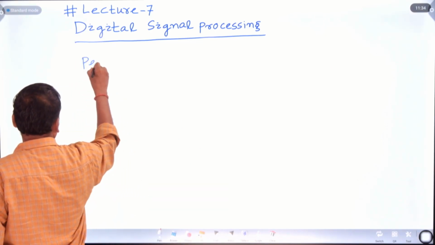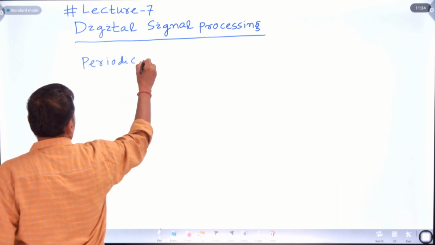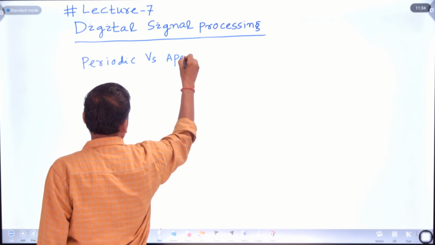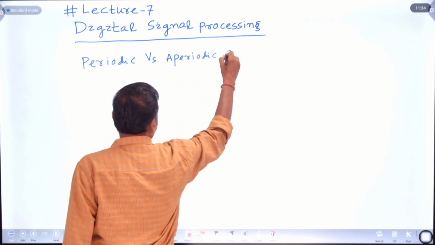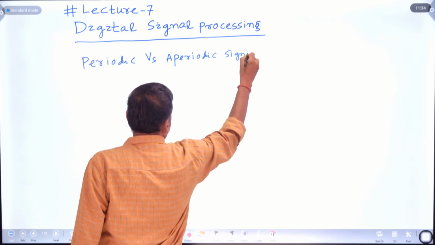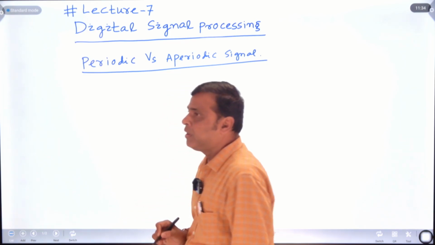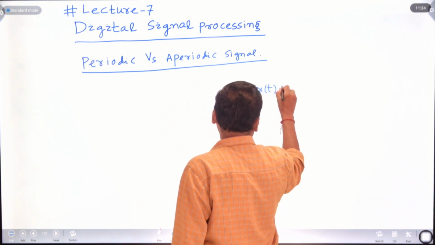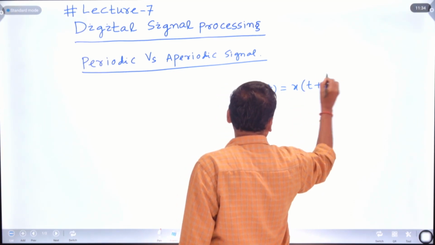periodic versus aperiodic signal. As already I told you, in a continuous time periodic signal, x of t equals x of t plus capital T, where T is the fundamental period.